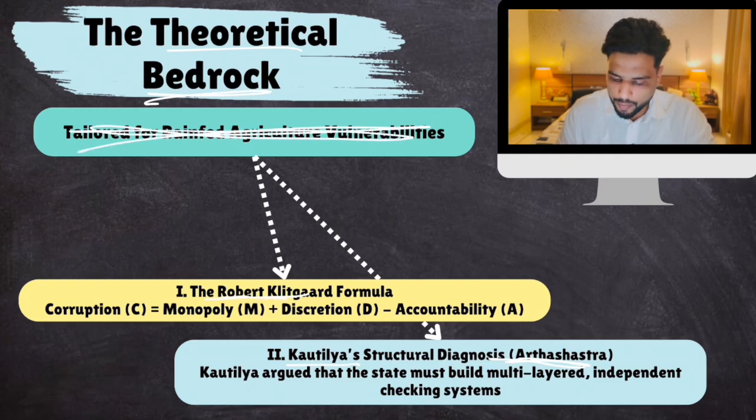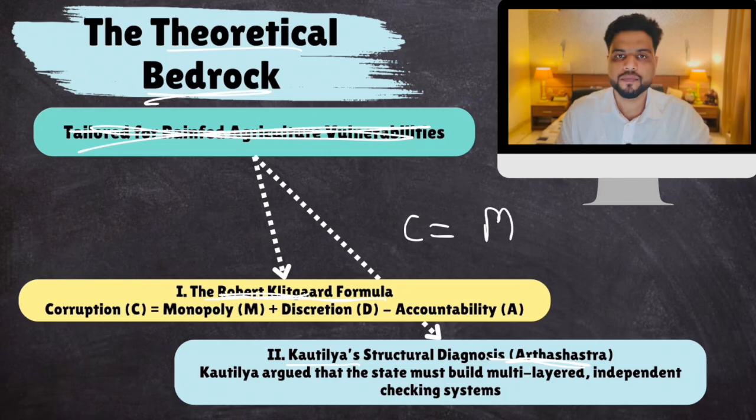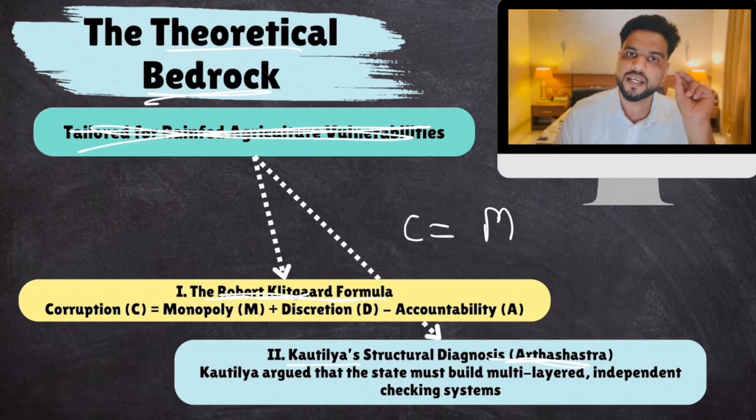So number one is Robert Klitgard formula. Robert Klitgard says that corruption is directly proportional to two things. Okay, monopoly. If a particular officer, public official, or bureaucrat or politician has monopoly over certain things. For example, there is a bureaucrat who has a monopoly over giving pollution licenses. Okay, he is responsible. Nobody can question his decision. He gives pollution licenses. He's the one and all authority.